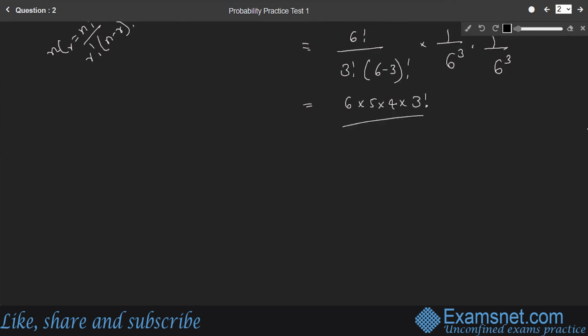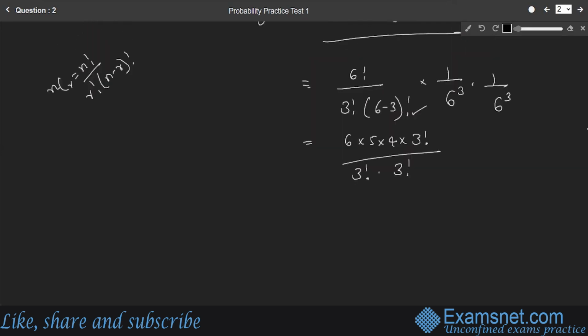We'll write it as factorial 3 divided by factorial 3 into factorial 3, since 6 minus 3 is 3. Right? Now, moving further, 1 by 6 cube into 1 by 6 cube. Here 3 factorial is 6, so we can cancel 6 and 6, and also 3 factorial and 3 factorial. We have 20 divided by 6 cube into 6 cube.